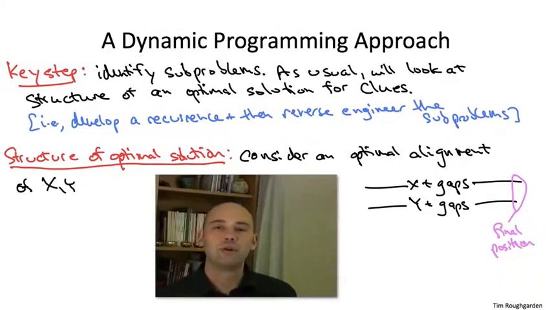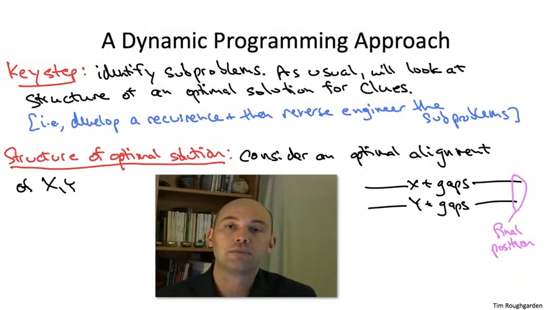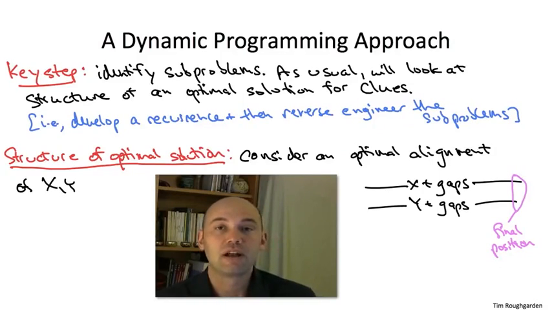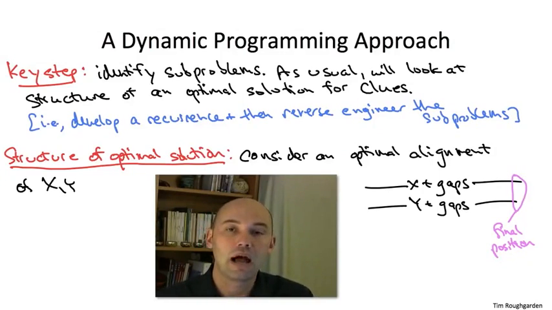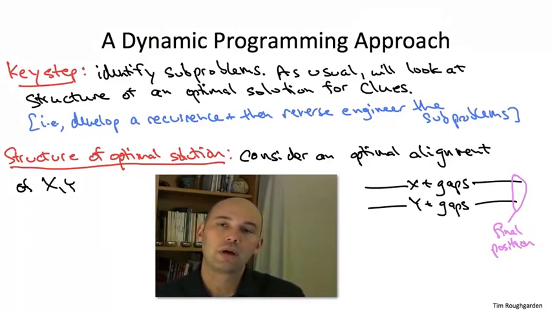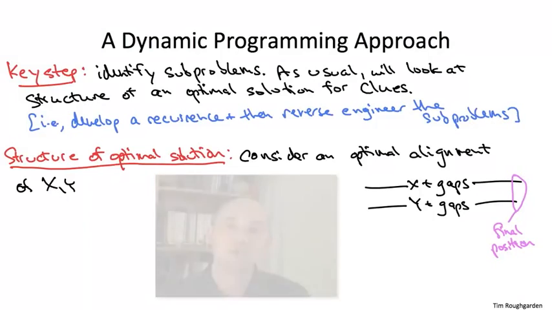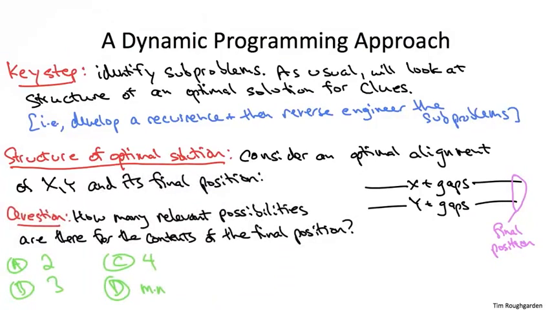So now I have a question for you. In the independent set problem, there were two cases. The last vertex was either in the optimal solution or it's not. In the knapsack problem, there were also two cases. The final item was either in the optimal solution or it's not. So my question for you is, in the sequence alignment problem, when we focus on what's going on in the final position of the optimal alignment, how many relevant cases do we have to study?